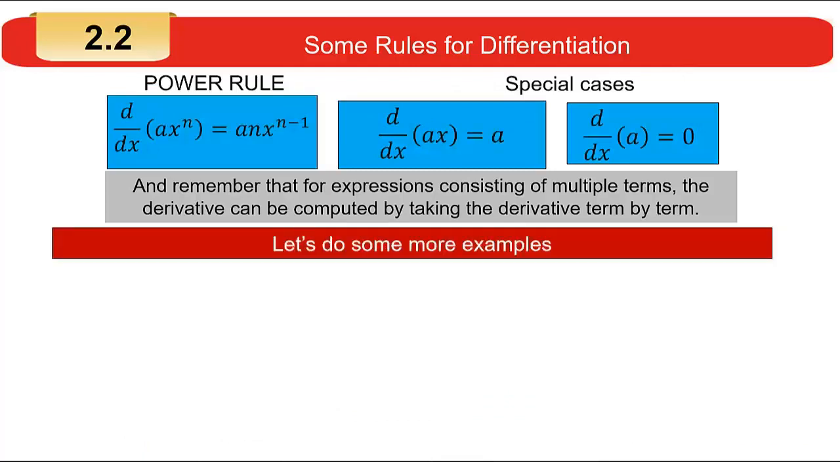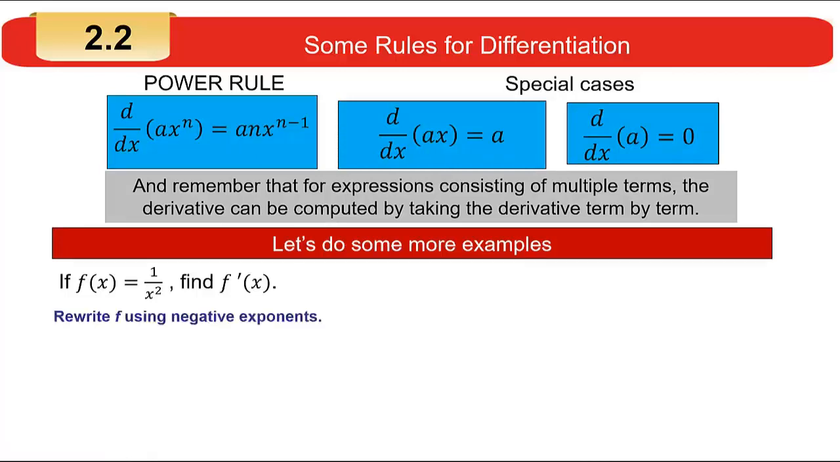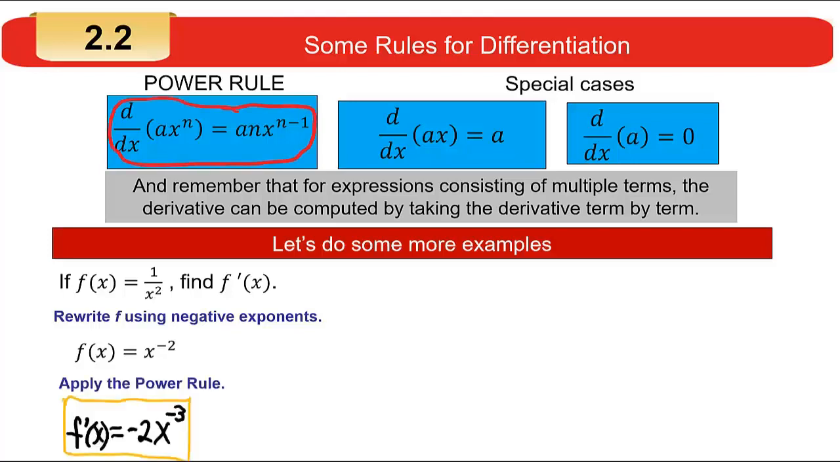Let's do some more examples. If f of x equals 1 over x squared, find the derivative. Well, by now you've probably got the drill down. You're going to write 1 over x squared using negative exponents. So that'll be x to the negative 2. Then you apply the power rule. The power rule says to take the coefficient, which in this case is an understood 1, and multiply it by the exponent, and then reduce the power by 1. Should be old hat by now.